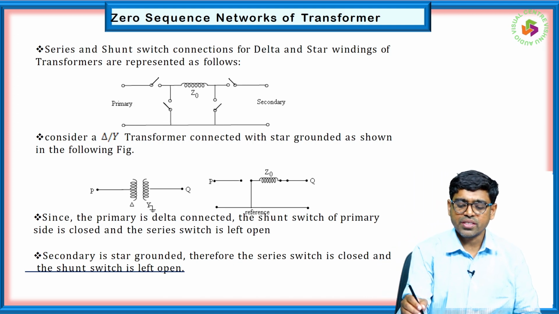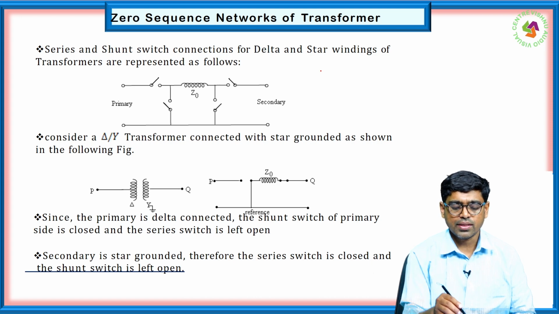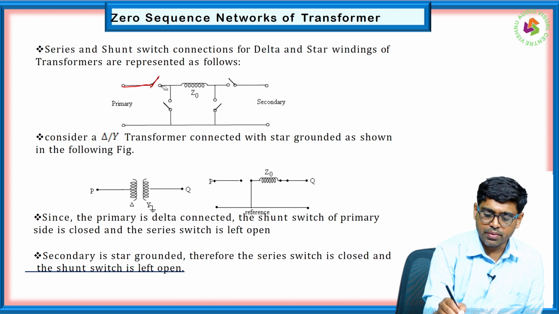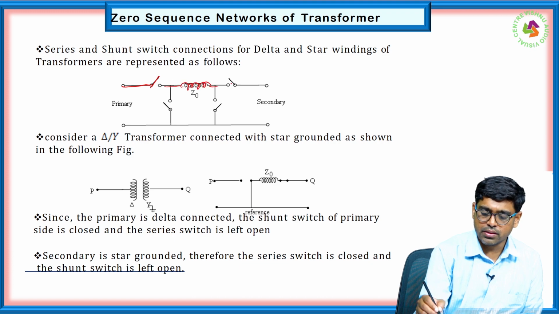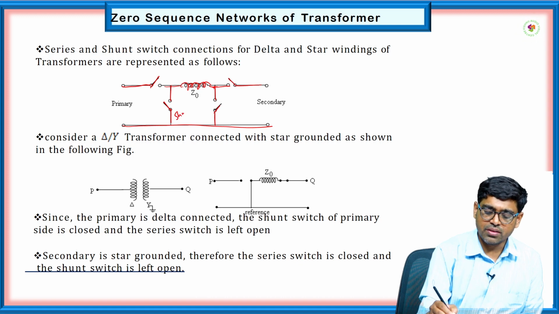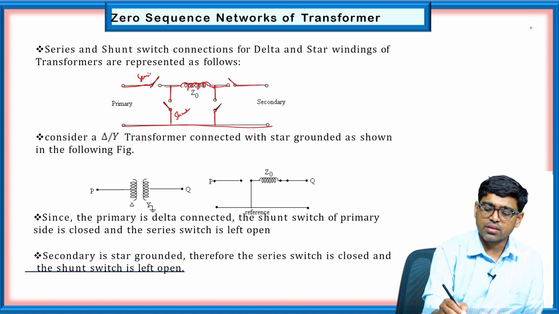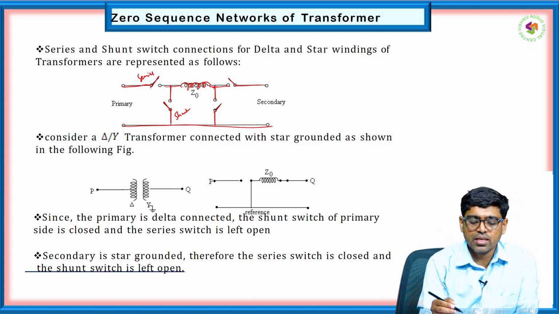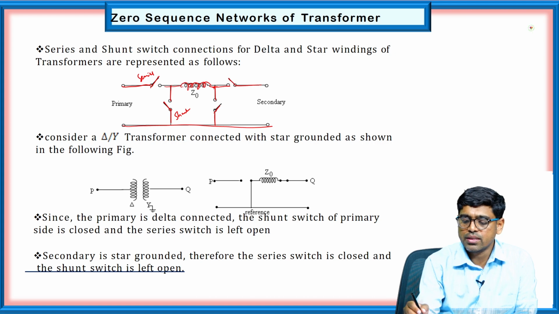So series and shunt switches are connected for the delta and star windings of a transformer, represented as follows. It is the representation of the transformer. It has reactances, and these are the switches. These are the shunt switches, and these are the series switches. Series switches and shunt switches will be there.